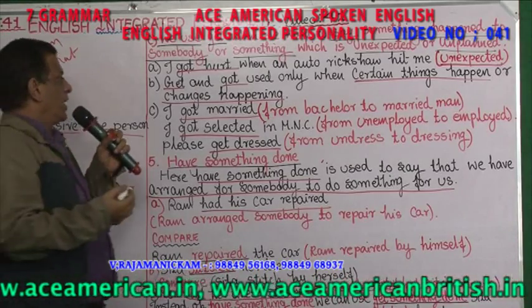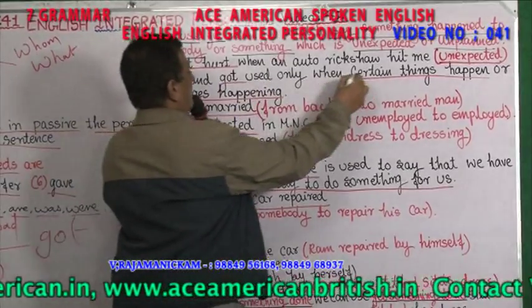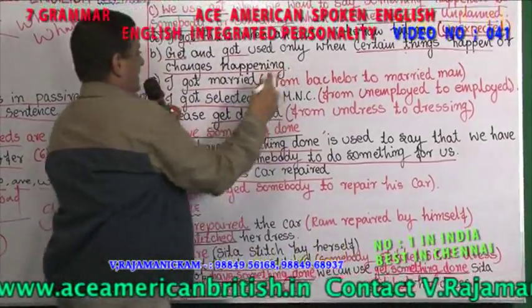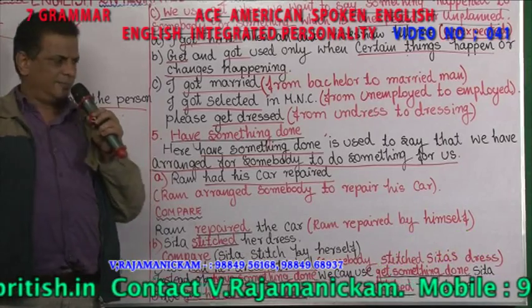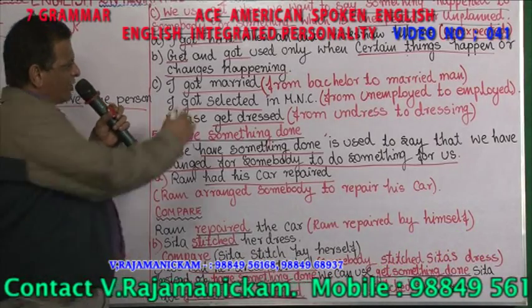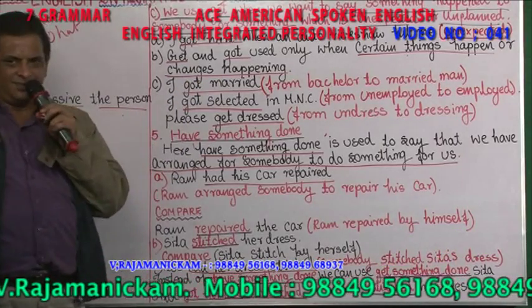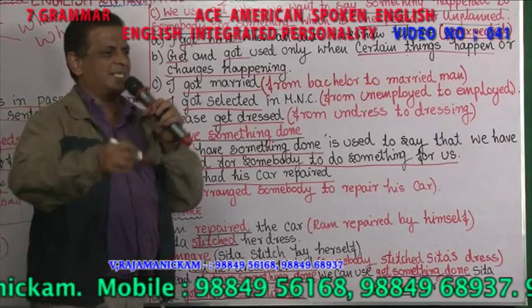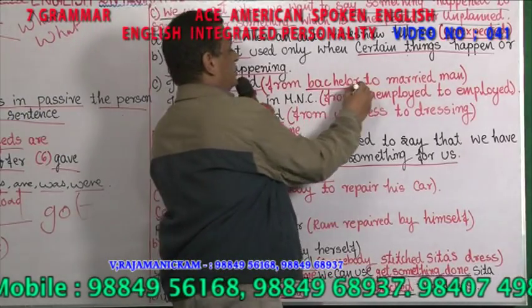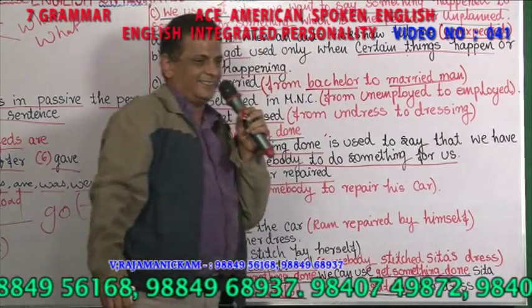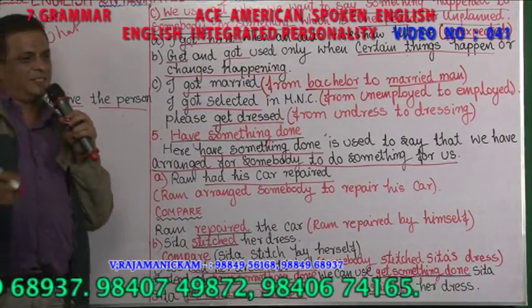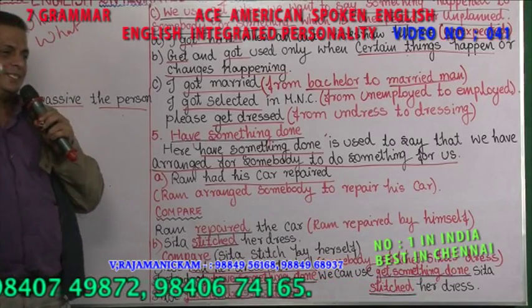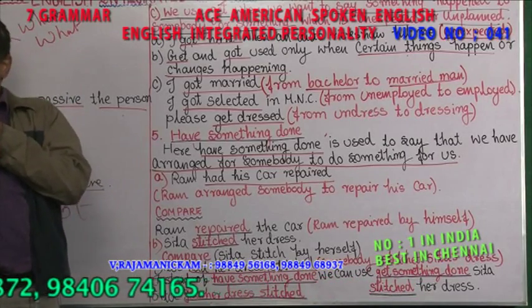Get and got are used when certain things happen or changes are happening. When a change is happening, you use got. I got married. What do you mean by I got married? The change is happening from bachelor to married man, right? So far you are unmarried. I got married means, so far not married, now married. Got means changing.